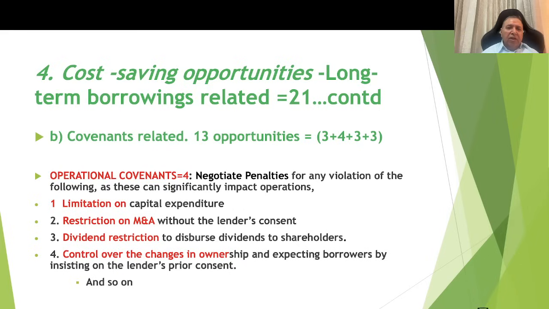Covenants related, 13, continuing: operational covenants. There are 4 opportunities identified in this. One is the limitation on the capital expenditure, restriction on the M&A without lenders' consent, dividend restriction on disbursing dividends to shareholders, controls over the change in the ownership, and expecting borrowers to obtain the lender's prior consent. These are also very, very critical for business future, and therefore need to be negotiated very carefully.